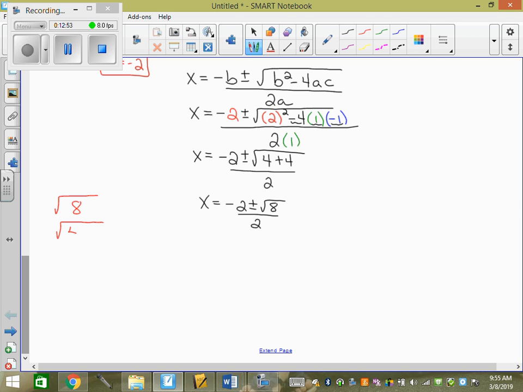Why would I break it into a perfect square? Because if I can get a perfect square underneath this radical, I can take it out by square rooting it, correct? So it's the square root of 4, 2, and then it's gone. So it equals 2 root 2. And I go back here and I replace it. X equals negative 2 plus or minus 2 root 2 over 2.